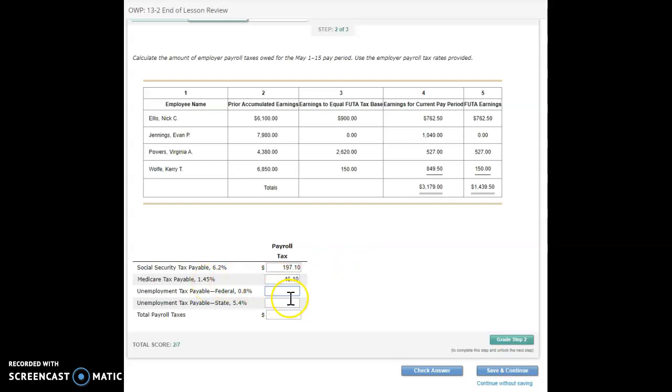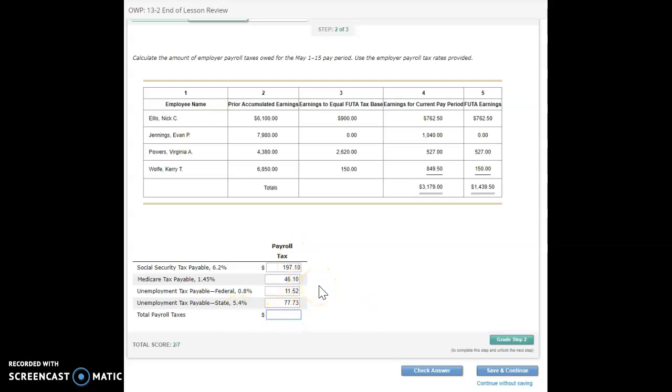Okay, now I need to calculate these federal unemployment tax payable and the state. So now instead of using the earnings, I'm going to be using the FUTA earnings because it's taxed on these, not taxed on the total earnings. So I'm going to take 1439.50 times 8%, and I'll get $11.52. And then the state one is 1439.50 times 5.4%, which is 77.73. And now I need to calculate the total payroll taxes.